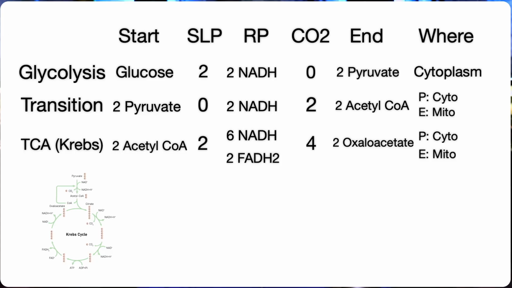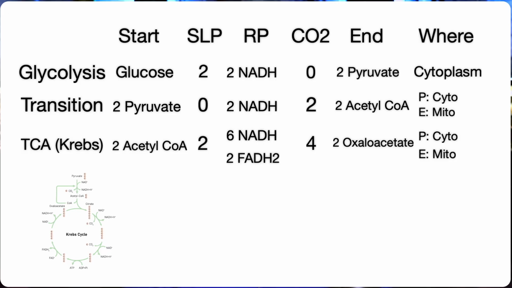I've got reducing power that is basically useless because there's no electron transport chain for it to go to, or the electron transport chain is not functioning properly. But I did get the 2 substrate level ATP. So the issue, to be clear, is what do I do with the reducing power I don't need and the pyruvate I don't need? And there is a very ingenious solution to that.